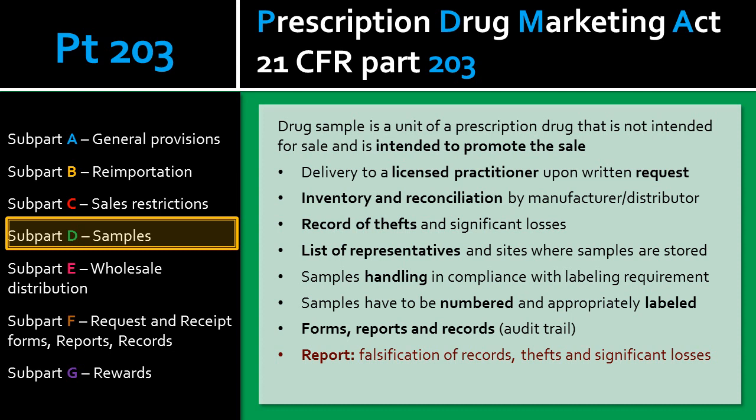To prevent diversion of prescription drugs, manufacturers and authorized distributors need to report to the FDA any instances of falsification of drug sample records, thefts, and significant losses, and promptly investigate such incidents. They also need to report conviction of representatives and selection of the individual responsible for drug sample information.